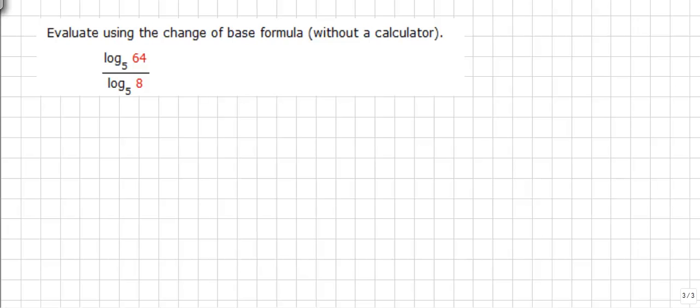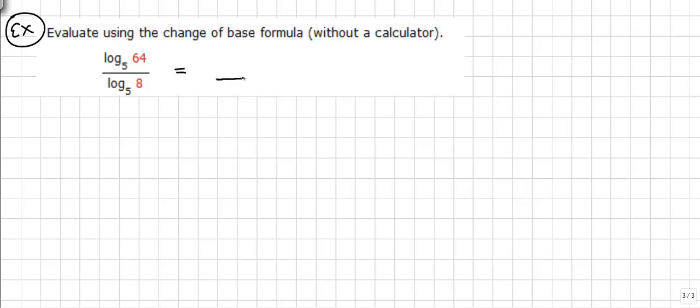Okay, so here's a slightly different twist on the change of base formula. It says evaluate using the change of base formula without a calculator. And what you have is log base 5 of 64 divided by log base 5 of 8. And yes, you can see the log base 5 is common to each. However, what you're looking for is an ability to convert to something that you could calculate the logarithm of 64 and the logarithm of 8 without a calculator. Both 64 and 8 are divisible by 8. So ask yourself the question, is 64 also a power of 8? And the answer is yes, since 64 is 8 squared.